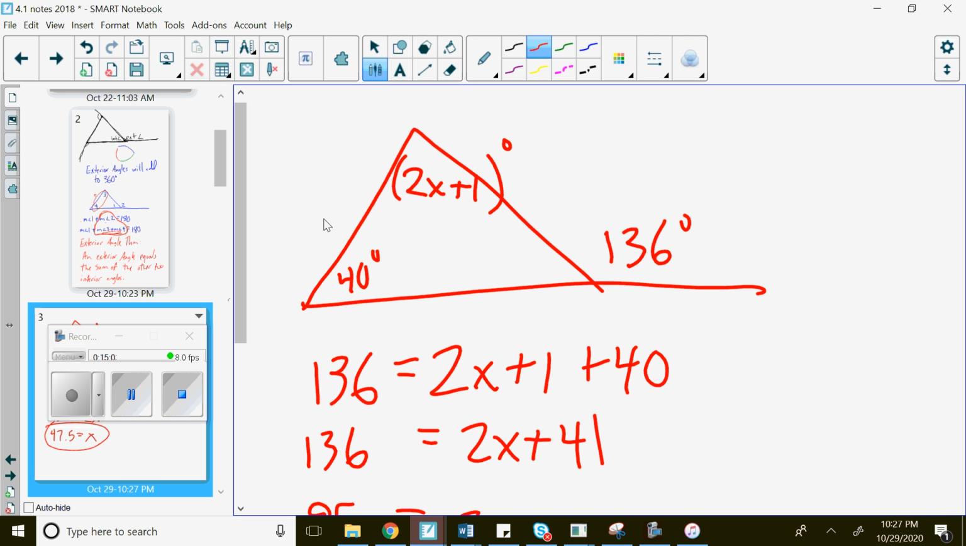That's going to do it for today. Hopefully you have a good understanding of how we classify and name triangles, interior angle information, and exterior angle information.